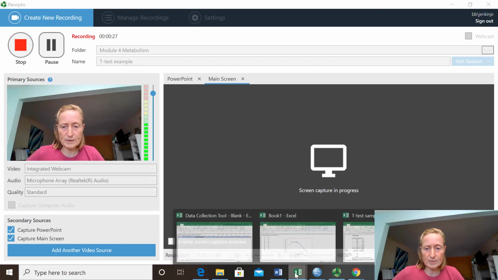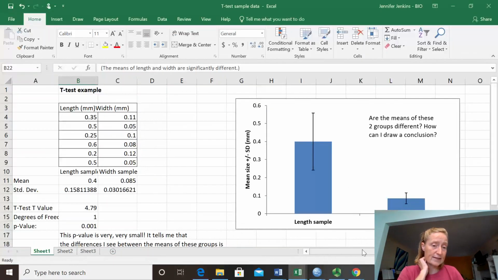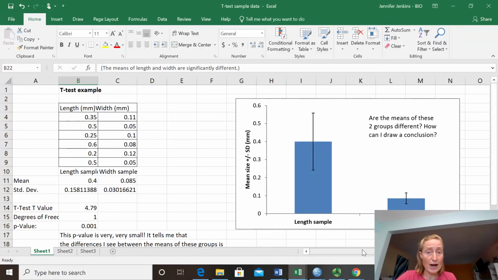So I'm going to open up a document on Excel. I've got a lot of data here, and I just want to show you the graph that I'm showing you. In this particular example, I decided to compare the length and the width of different plant cells. I was measuring length and width in millimeters. I measured 6 plant cells for their length, and I measured 6 plant cells' widths. Different plant cells, but these are the same species. I was looking at a species called Elodea.